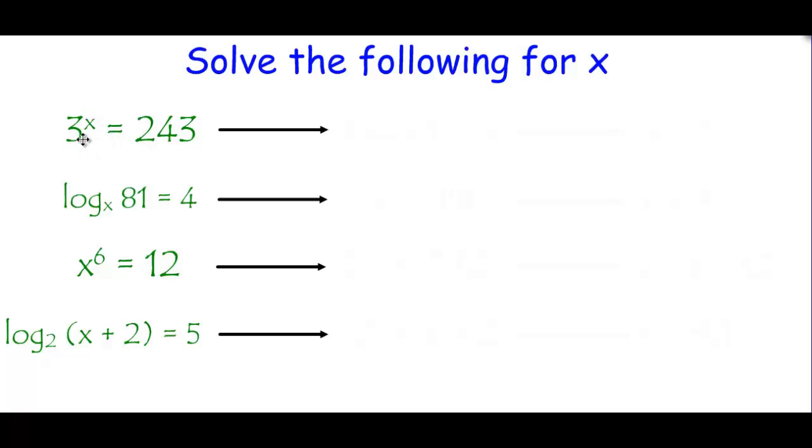So if you don't know this off the top of your head, what we'd want to do is change it to log form. Log base 3 of 243 equals x. Now the x is isolated. These are all numbers, so I can just type this in my calculator. Log of 243 divided by log of 3, and if I do that, I get an answer of x equals 5. I can always substitute it back in to make sure it's correct. 3 to the 5th is 243.